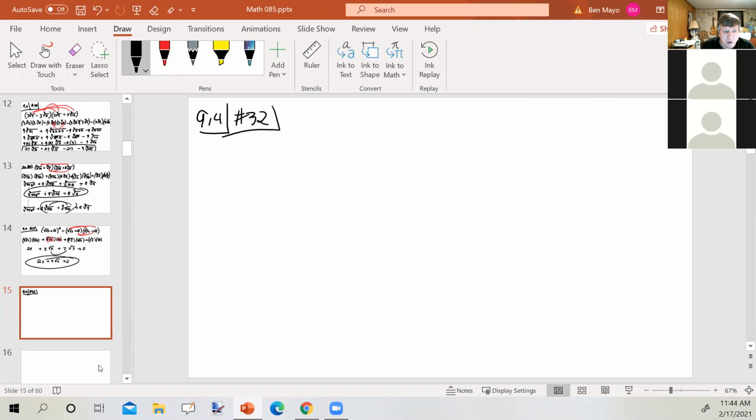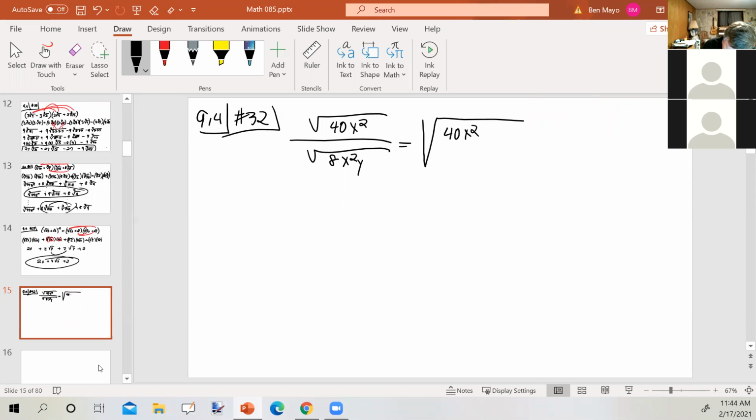Rationalize the denominator. All variables represent positive real numbers. So we've got the square root of 40x squared over the square root of 8x squared y. I think what I would do is rewrite this as a single square root with a fraction inside. Then I'm going to reduce that down.